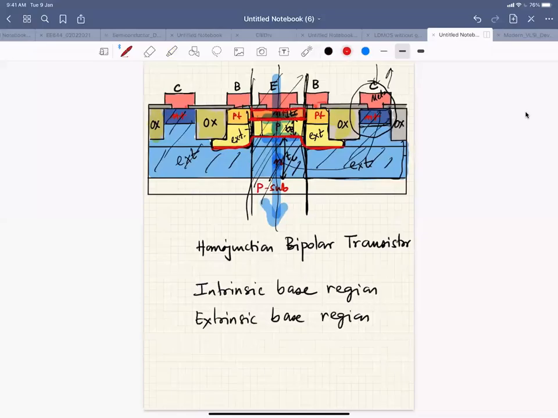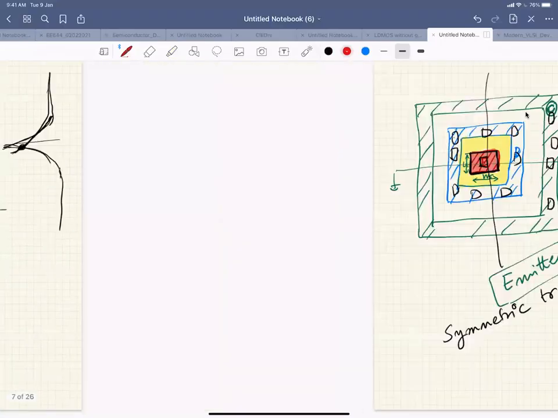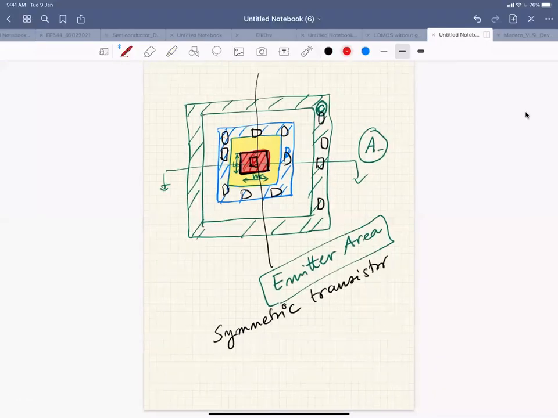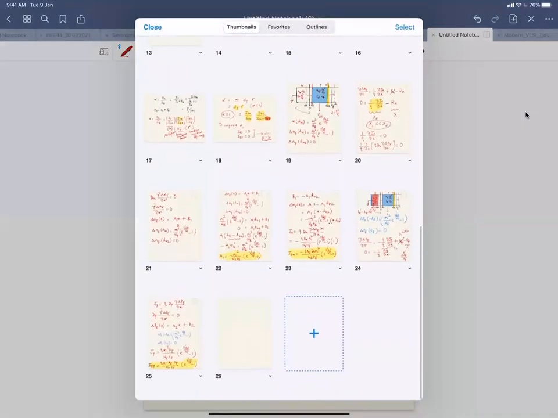So that's why you always have to worry about this AE, and this part that I drew in the layout, this AE part, which is WE times LE, is very important, right? Your current will scale with this area. If you increase this area, your current will increase, which we have derived also, right? So here.